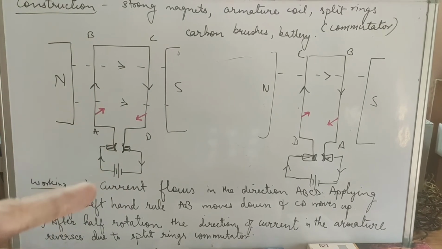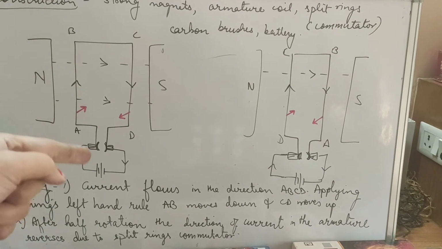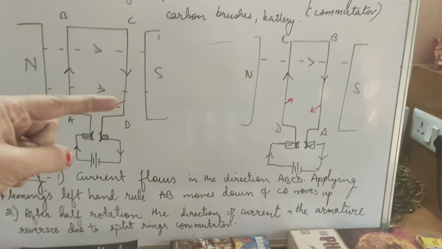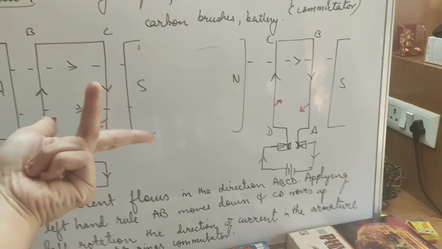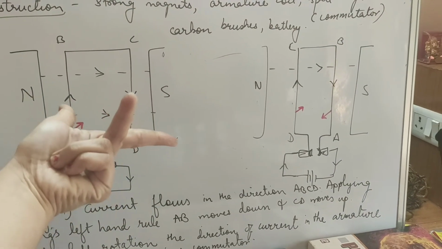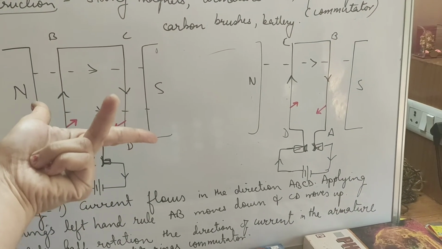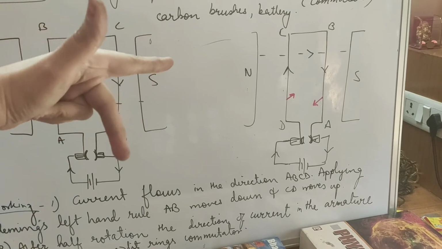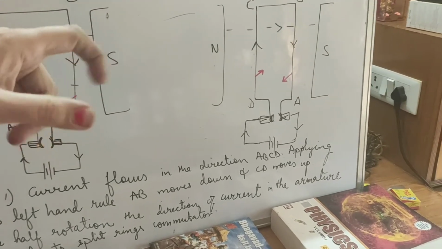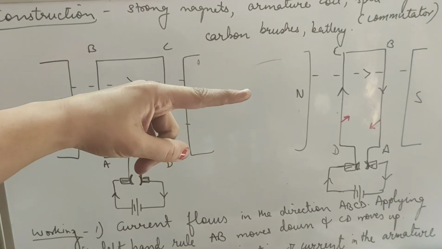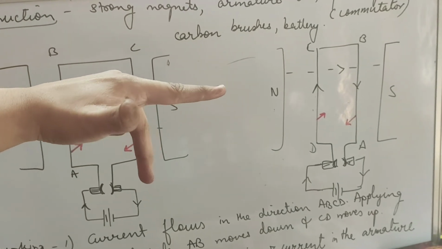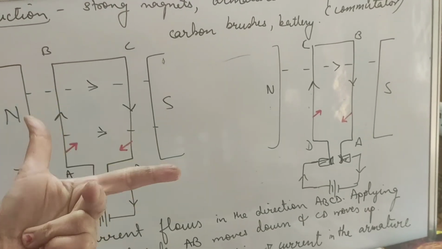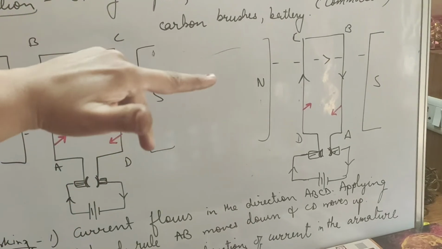Now applying Fleming's left hand rule, if we apply Fleming's left hand rule on branch AB, this is the direction of the field, this is the direction of the current, so the side AB will go into the plane of the blackboard. And if we apply the same rule on side CD, field by forefinger, current in the downward direction, the force on side CD is out of the plane. So AB is moving in and CD is moving out.